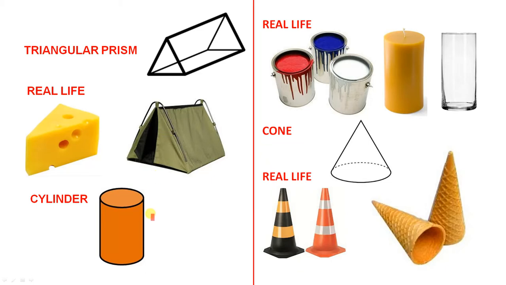For the cylinder, in real life we have the paint tins, we have the candle, and the drinking glass. As far as the cone is concerned, in real life we have these cones here, which are used on the roads for safety, and also the ice cream cone.